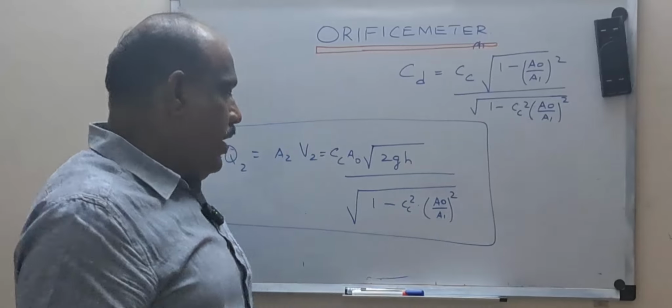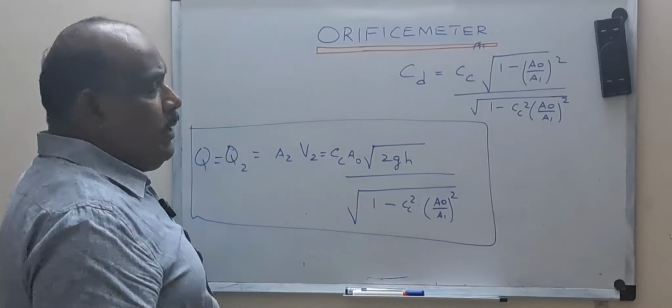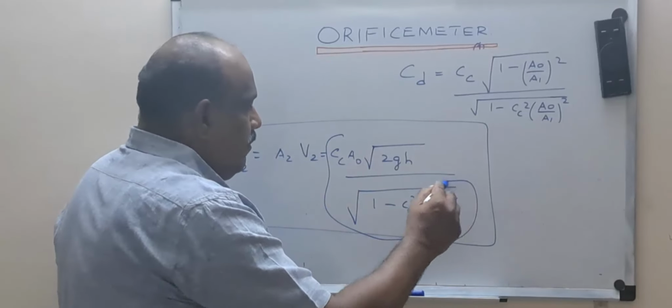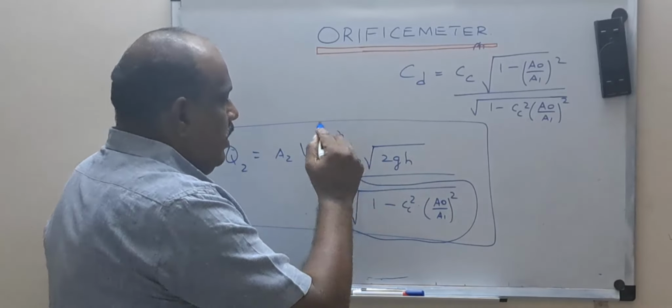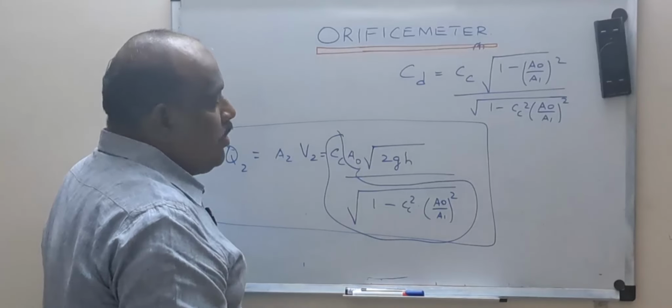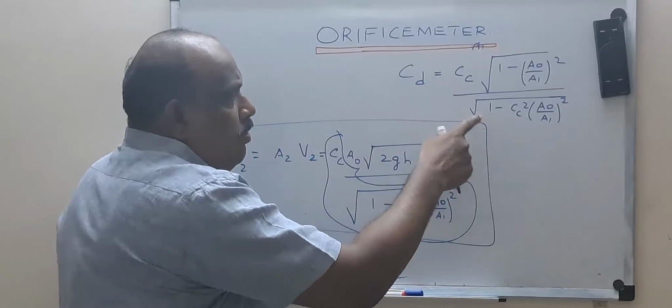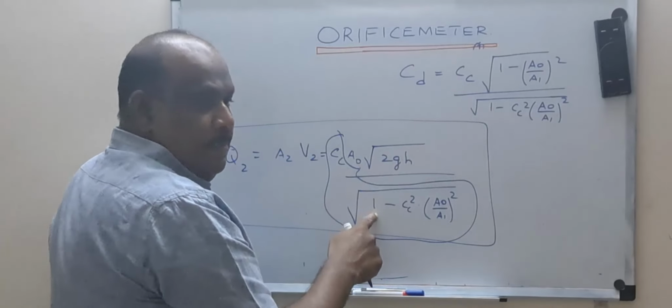1 minus Cc square into (A0 by A1) whole square. Now you can see, Tarnima, can you tell me what this term can be replaced with? It's not only Cd, see, this term is here. Both the terms are this one. What will then this term be?